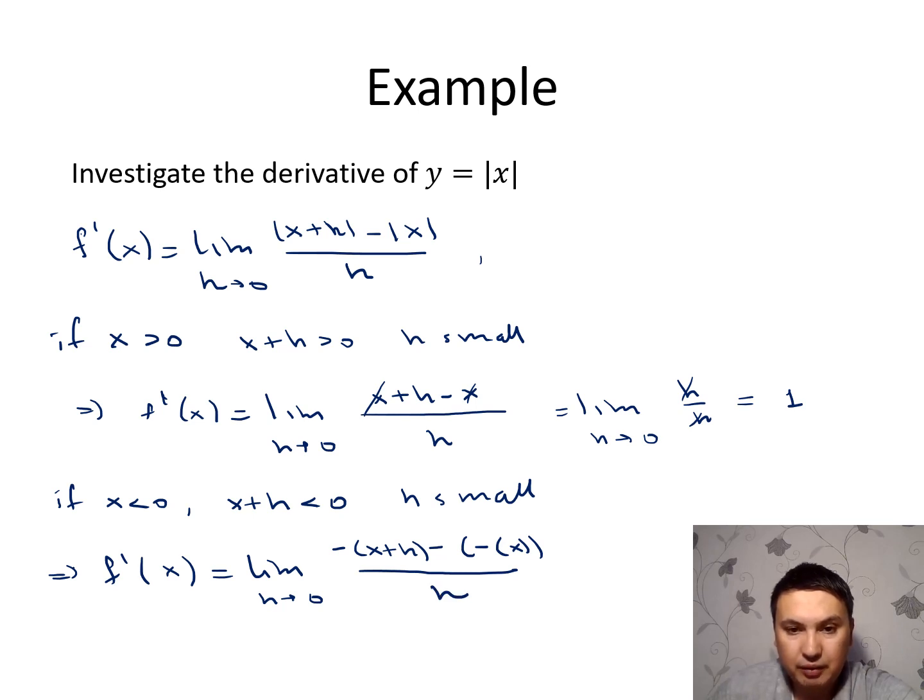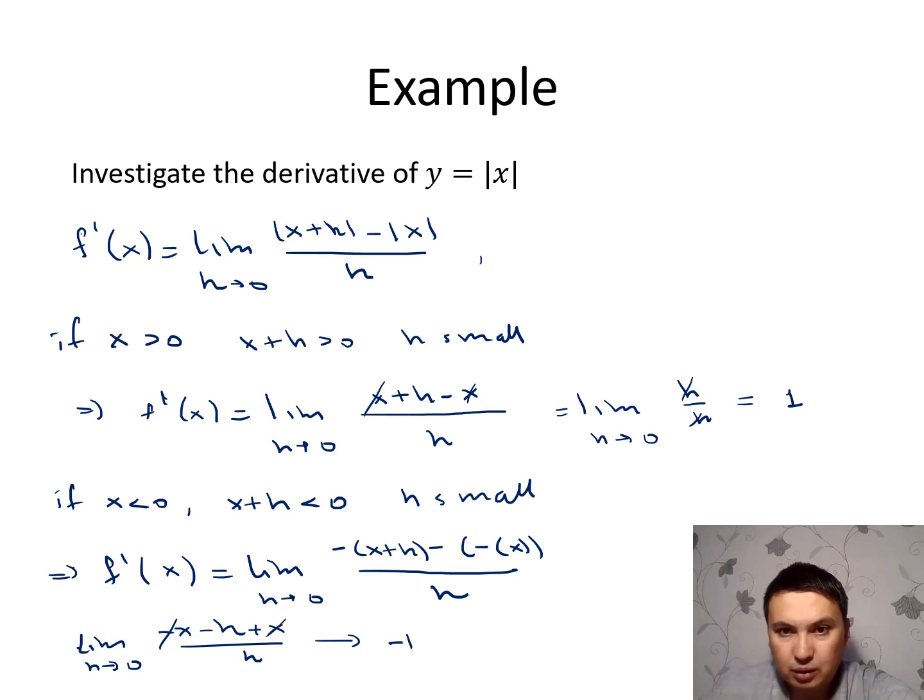So what happens is, okay, let's write it. So here I get minus x minus h. Here I get plus x over h. Again, x is cancelled, but in this case, you see that I'm getting minus 1. So in conclusion, what I can say is that f prime is 1 or minus 1.